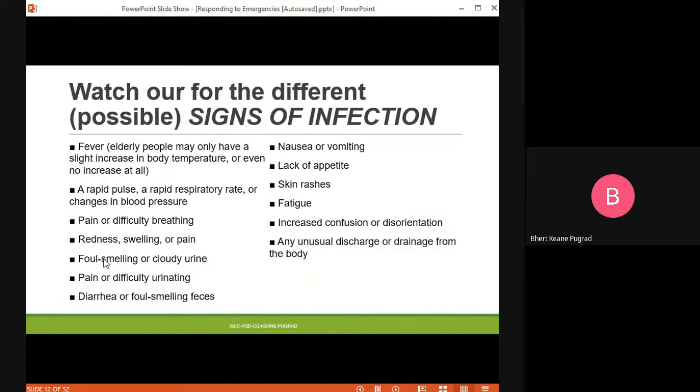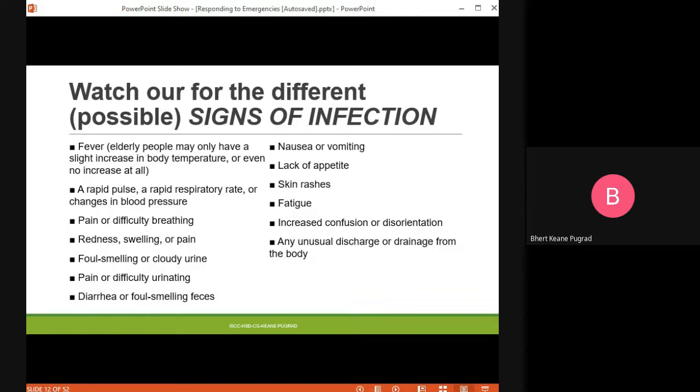Nausea or vomiting, lack of appetite, skin rashes, fatigue, increased confusion or disorientation, okay? Like for example, meningitis, but not all, take note, not all confusion, not all disorientation are signs of infection. That's why we need also to observe for other signs para ma-determine natin kung infection nga ba or non-infection related. And the last is unusual discharge or drainage from the body.